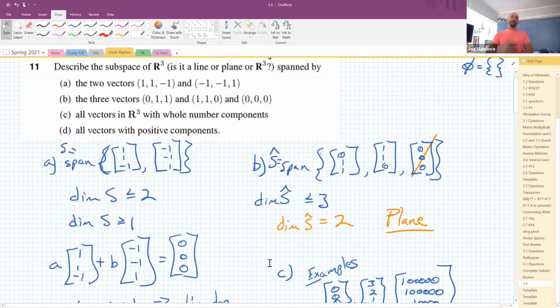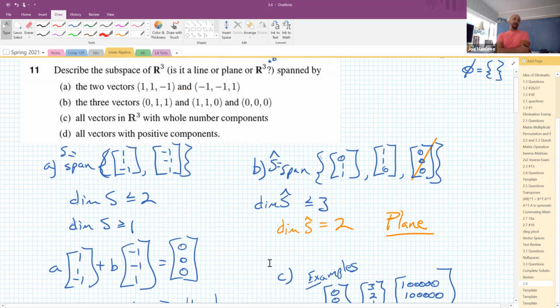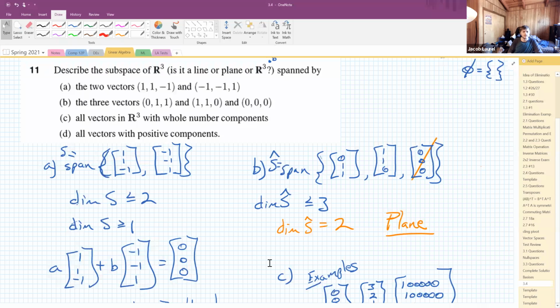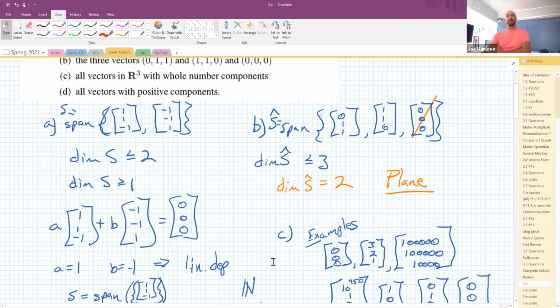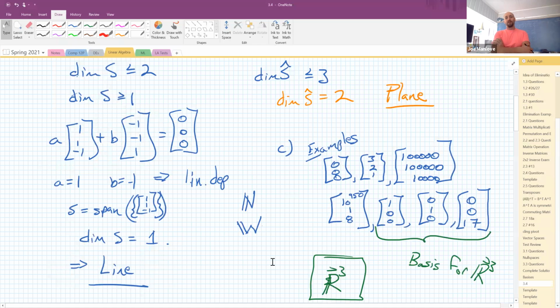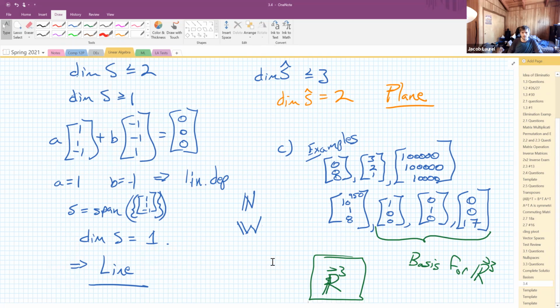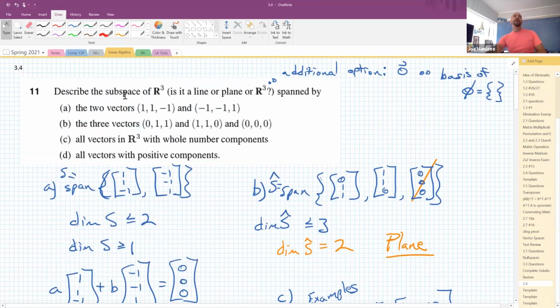All right, let's look at D. So we're considering all the vectors with positive components. So wait, real quick for number C. That kind of shows that the basis doesn't have to be a subspace, right? Oh, yeah. The basis vectors do not have to be a subspace. The spanning set of the basis vectors is automatically a subspace. But these can't be a span since it's only the integers. Yeah, so remember they're asking for describe the subspace spanned by all the vectors with whole number components.